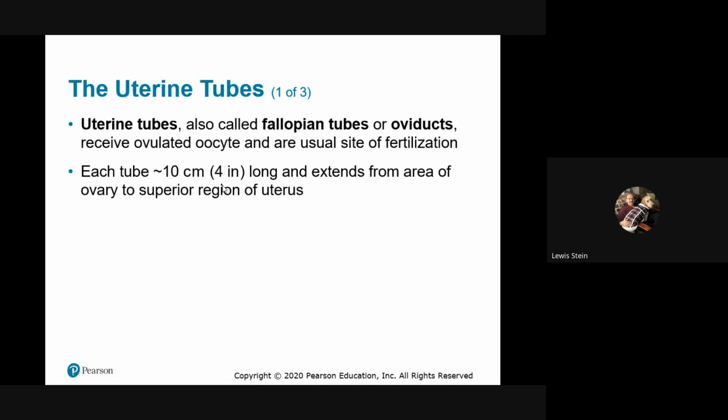And then once it's fertilized there, it takes roughly 6 or 7 days to get to the uterus. And if it's going to implant, I mean, in the absence of fertilization, obviously nothing's going to happen.